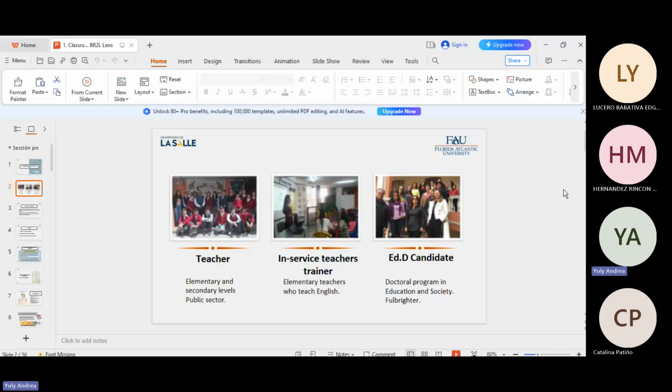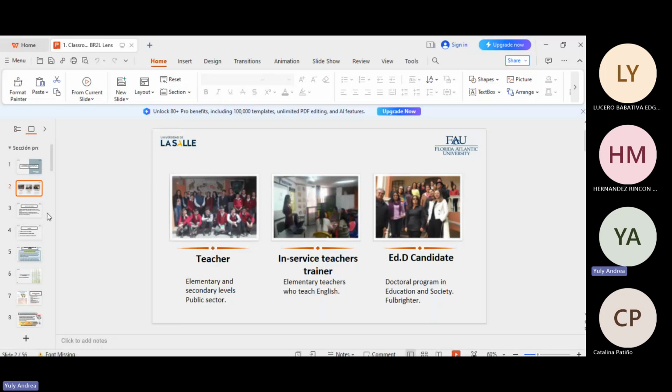And finally, I'm a doctorate in education candidate, in my fourth year of the doctorate program in education and society at the Universidad de La Salle. My bachelor degree is also from the Universidad de La Salle. At that time it was licenciatura en lengua castellana, inglés y francés. And last year, during 2022 and 2023, I was a Fulbrighter. I won a scholarship to conduct my doctoral internship at Florida Atlantic University and St. Mary's University. And that is the reason why I'm sharing this proposal with you today.